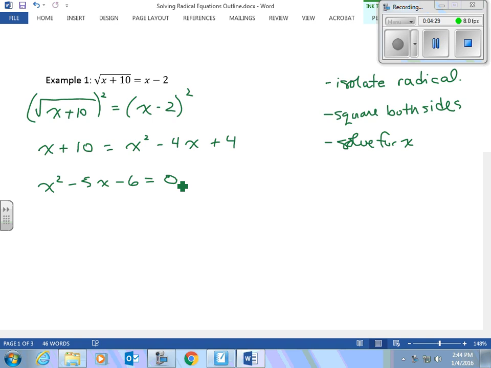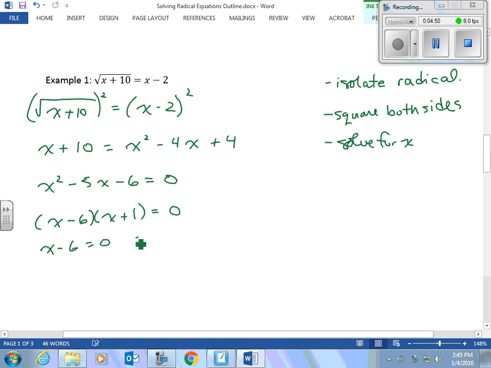So now I'm going to look at the left side. I'm going to factor it. I need two numbers that multiply to give me negative 6 and add to give me negative 5. So I'll have x minus 6 and x plus 1 equals 0. And recall, if these two factors multiply to give me 0, then either x minus 6 equals 0 or x plus 1 equals 0, which gives us x equals 6 or x equals negative 1 as two proposed solutions.